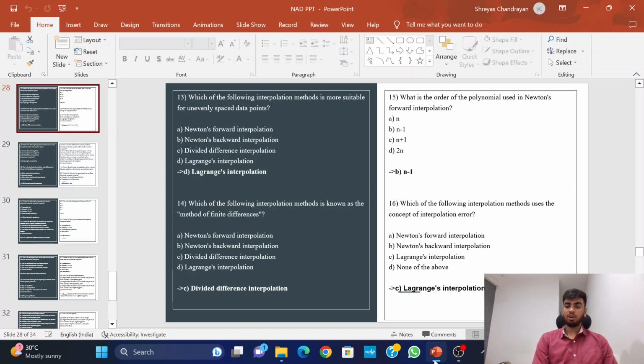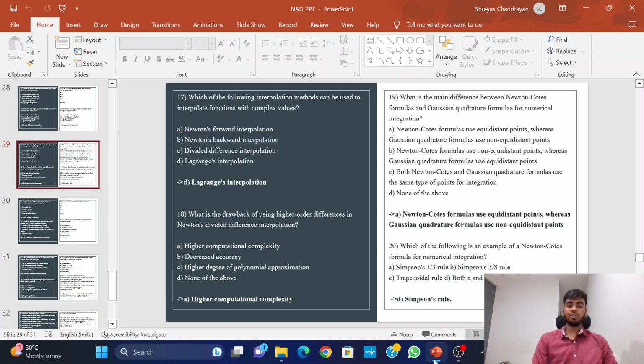15th question is what is the order of polynomial used in Newton forward interpolation? So options are n, n minus 1, n plus 1, 2n. Correct option is n minus 1. 16th question is which of the following interpolation methods uses the concept of interpolation error? Options are A. Newton forward interpolation, B. Newton backward interpolation, C. Lagrange's interpolation, D. none of the above. Correct option is C, Lagrange's interpolation.